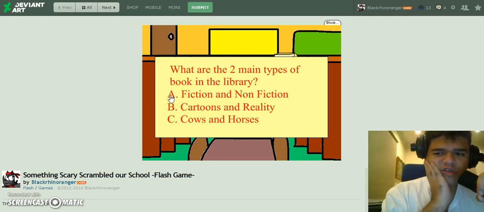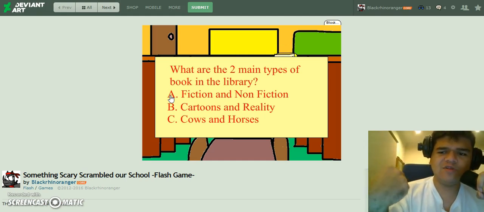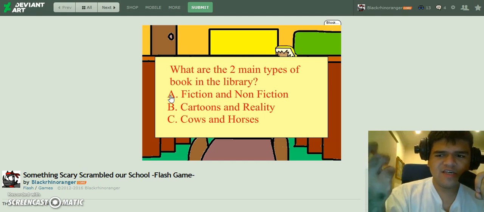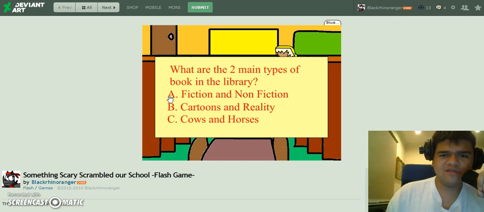This is what you get for listening to executives. I mean, Skylanders is much more complex than this. I wanted it to be more complex, but the teachers just won't let me. I said I wanted a challenge, but the teacher said no, it has to be very, very simple. It's like, this is a high school, not a kindergarten. Never mind. What are the 2 main types of books in the library? Fiction or non-fiction? You probably know this one.